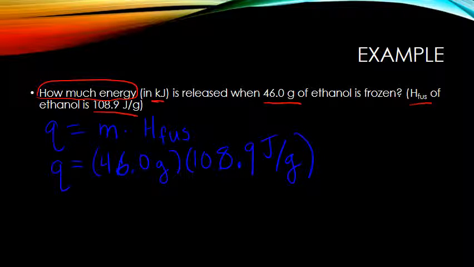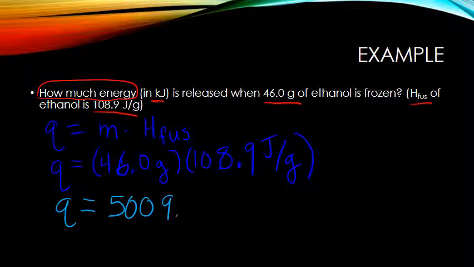So quickly I'm going to do the calculation. 46 times 108.9. I get 5009.4. We can see our grams will cancel, so we're left with joules.